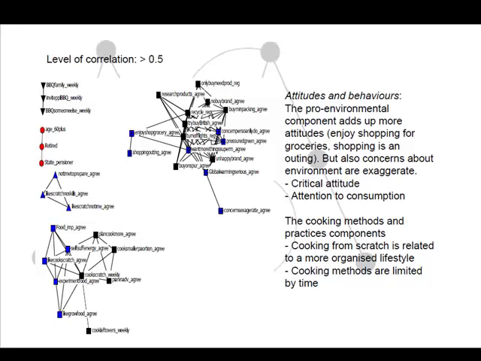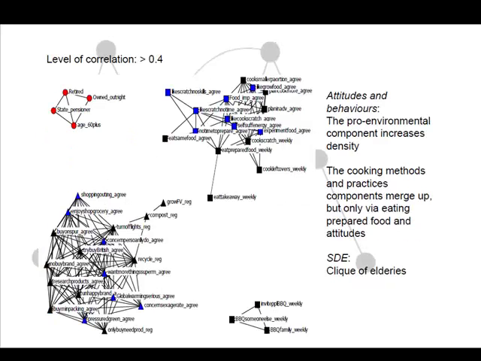And the cooking methods and practices components now get more complicated as well. So cooking from scratch is related to a more organized lifestyle, people saying that they always plan in advance what they want to cook. And again, the cooking methods which are limited by time. So people saying like, I like to cook from scratch, but I don't have skills, and I don't have time to prepare. And then you have the barbecue addicts on top over there. So you lower down again.